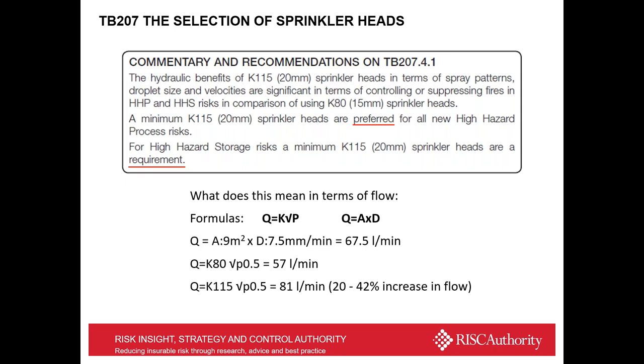So we are increasing the flow rates, which will have an impact on water supplies, but we'll come to this later on in TB234 when we give you the reasons why design densities have changed from 7.5 to 10 mil a minute. But it does mean an increase in flow of between 20 and 42%, all dependent on head spacings.